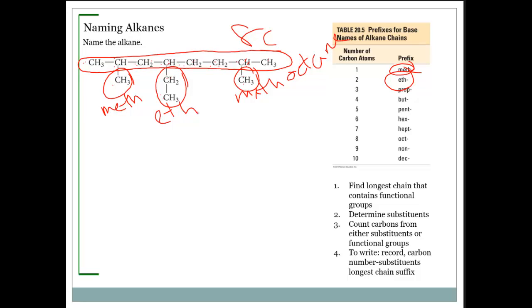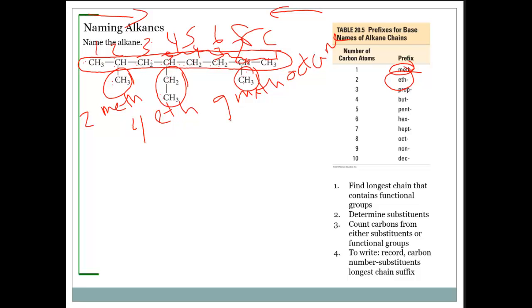From here, I want to look at what will have the lowest numbers. If I start from the left, I have 1, 2, 3, 4. If I start from the right, I have 1, 2, 3, 4, 5. No matter what, the methyl is going to start on 2. But if I start from the left, I have the ethyl starting on 4. So I'm going to use those numbers. So 1, 2, 3, 4, 5, 6, 7. So I have a methyl group on the second carbon, an ethyl group on the fourth carbon, and then a methyl group on the seventh carbon.